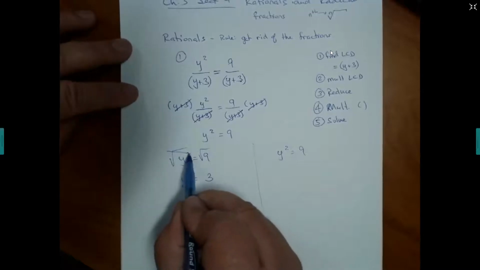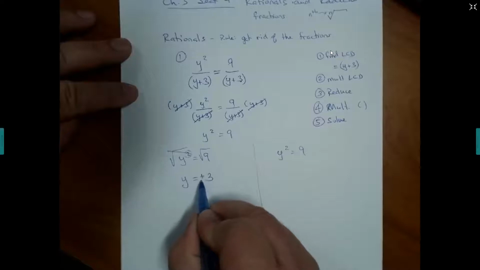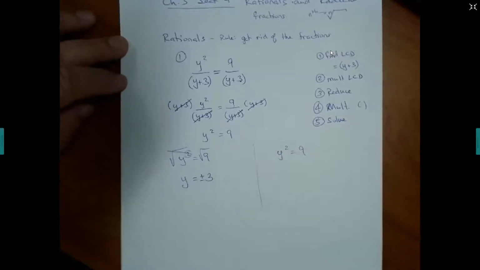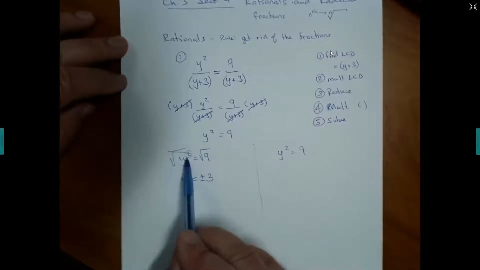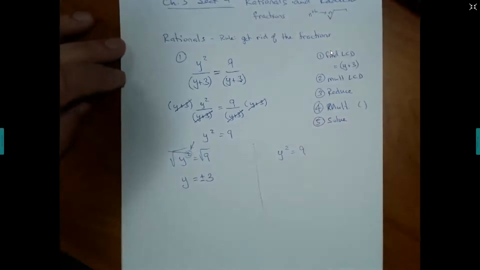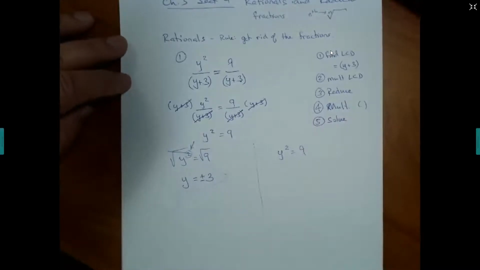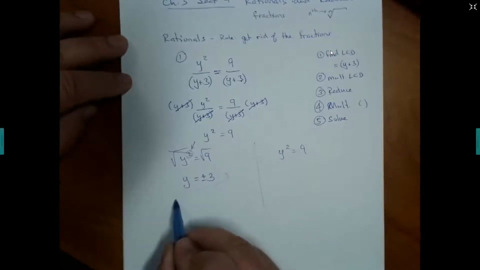Remember, whenever you square root a squared number, you have to put a plus or minus in front of the other side. Whenever you square root a squared term, you have to put a plus or minus because there has to be two answers. So those are our answers: y equals 3, y equals -3. This is called the square root method.